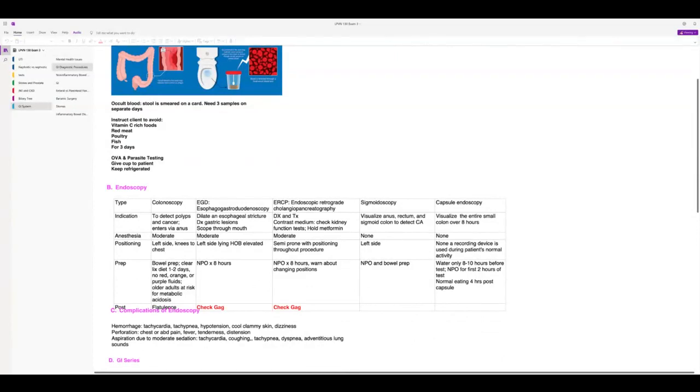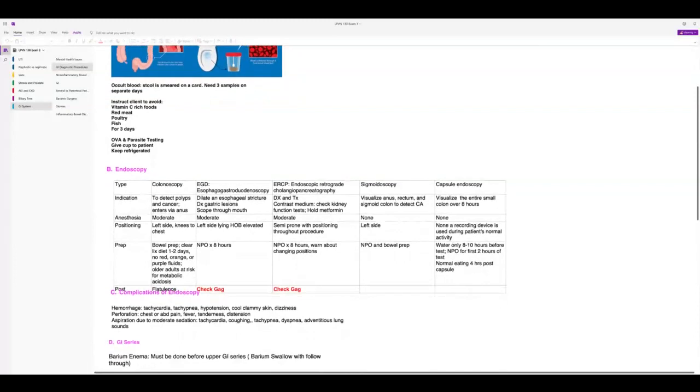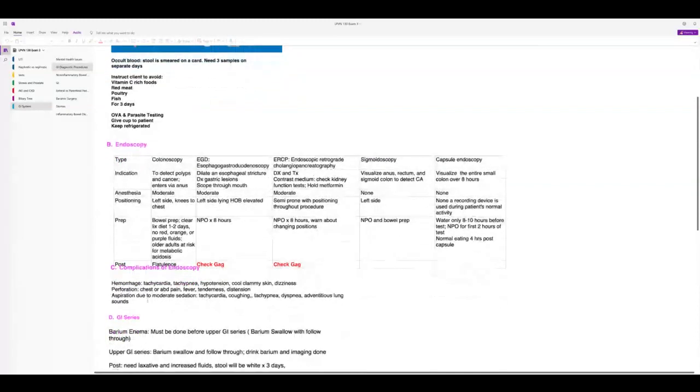That is normal. With an EGD and an ERCP, okay, these are tests where the gag reflex is going to be numbed. They get conscious sedation, so you need to make sure you're checking the gag reflex after the procedure and before you give them anything to drink. Those are the important things for that. And then complications of endoscopy, I talked about aspiration due to the moderate sedation. So make sure with these 2 tests, you're checking the gag reflex.